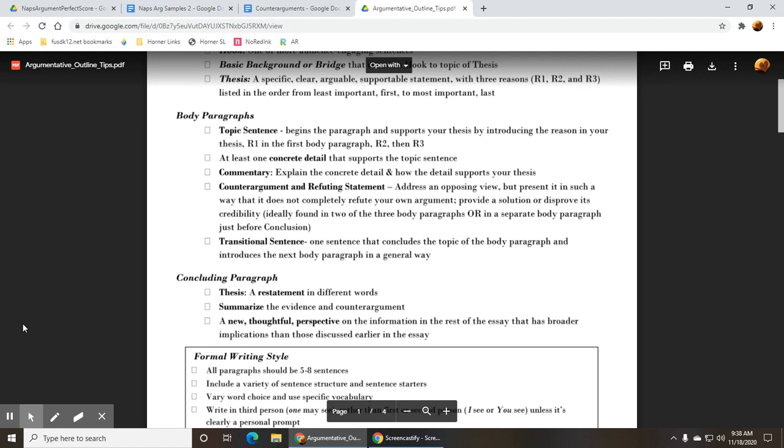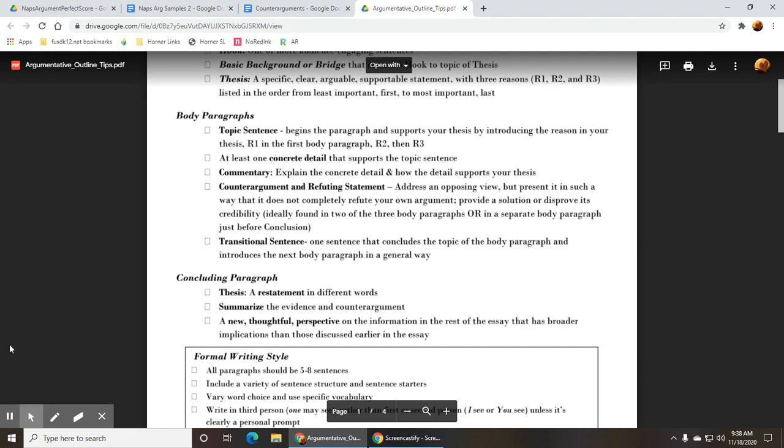After your topic sentence, you include your concrete details or your evidence. This is where you give some context, quote relevant evidence, and then you lead into the commentary where you explain the concrete detail, how it supports your thesis, why it's important. This is really important because this is your analysis.